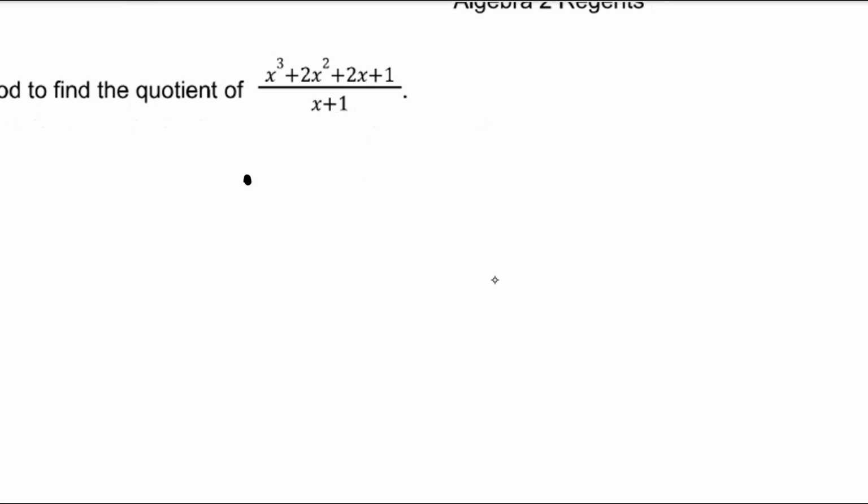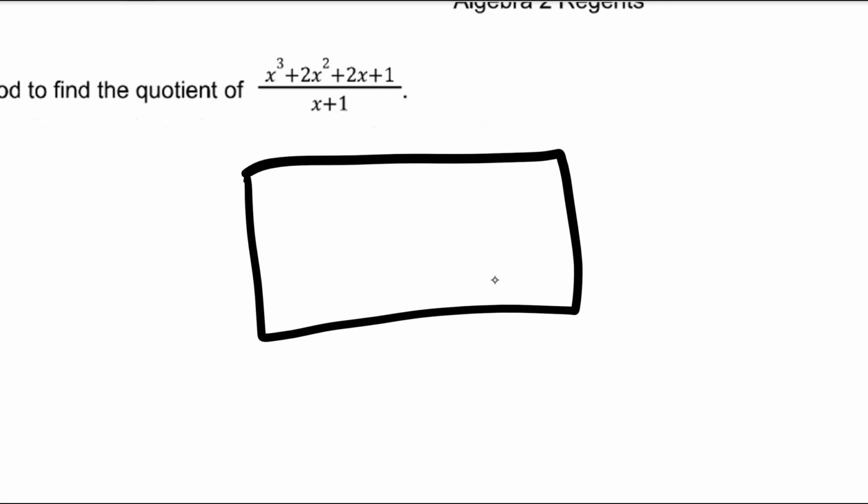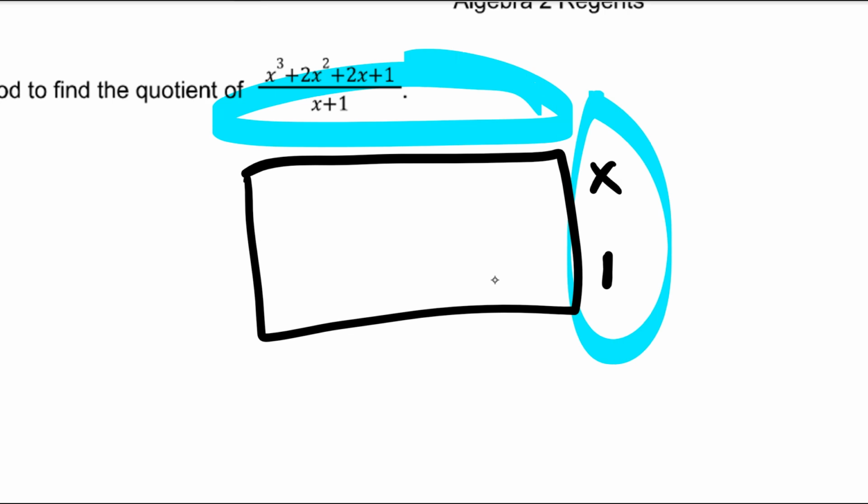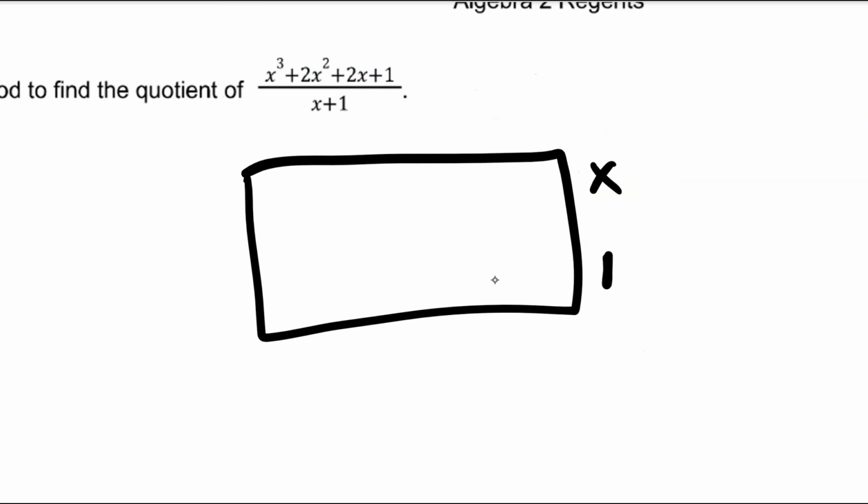Well, the first thing I could do is set up my box. And I'm going to put that bottom part, the divisor, on the right-hand side. Because remember, when you're multiplying, your factors go right here and right there. So we already know one of the factors. The goal for this is to find the other factor that would multiply to x cubed plus 2x squared plus 2x plus 1. That top part's going to go on the diagonal part when we know how many diagonals we need.